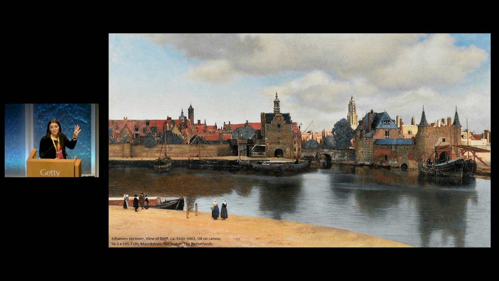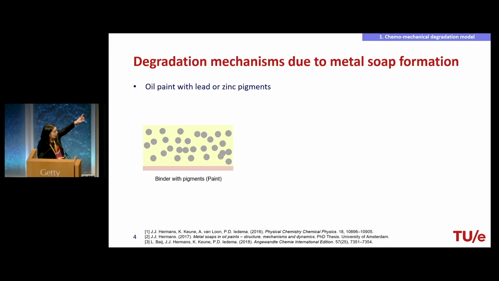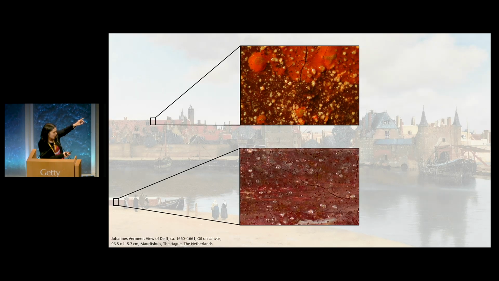I guess I'm talking with an audience that is familiar with the phenomenon of metal soaps, but I would like to take this amazing example. This is a painting of Vermeer, View of Delft, which is displayed in the Mauritshuis in Den Haag. If you look at the surface in detail, you can see that it is characterized by a huge number of these white protrusions, which are actually metal soap particles that form due to the reaction between the oil binder and the pigment particles.